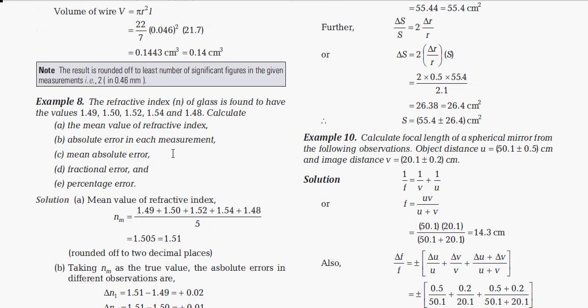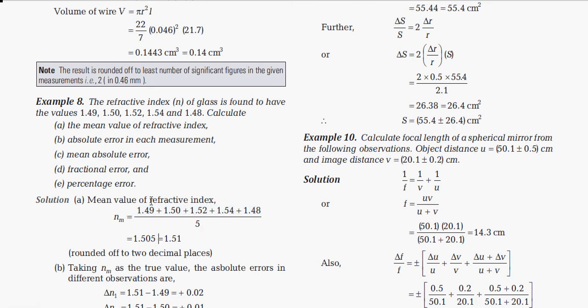Let's read the question now. The refractive index of a glass is found to have the values 1.49, next is 1.50, next is 1.52, then 1.54, and then 1.48. Calculate the mean value of the refractive index. This is very easy. The mean value is nothing but the average. We just add the values and finally divide by the number of values. Count them: 1, 2, 3, 4, 5, so 5 values. Dividing, I get the value 1.505.